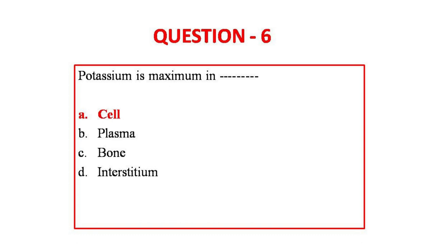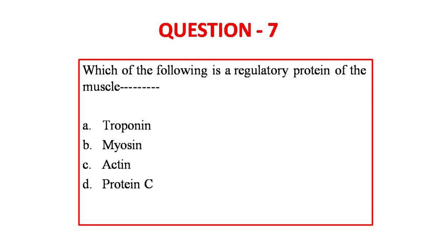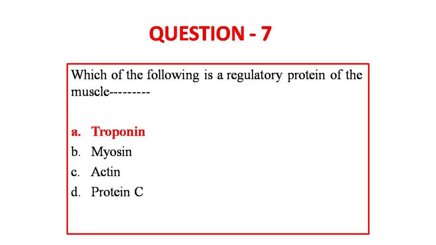So moving on to question number 7. Which of the following is a regulatory protein of the muscle? They've given 4 options: troponin, myosin, actin and protein C. The answer for this question is troponin. See, here we normally get confused whether it is myosin. So it is actually troponin. The regulatory protein of the muscle is troponin.